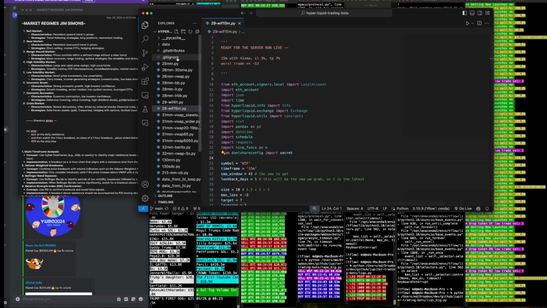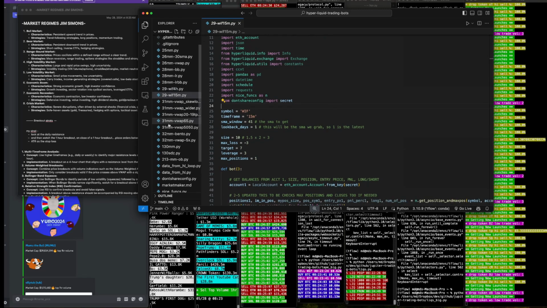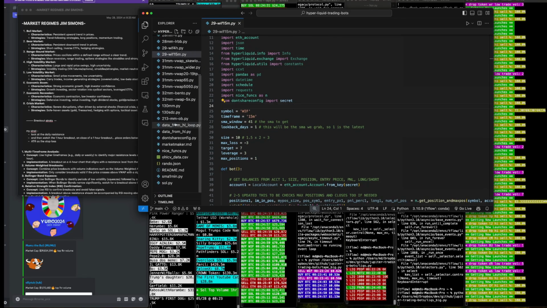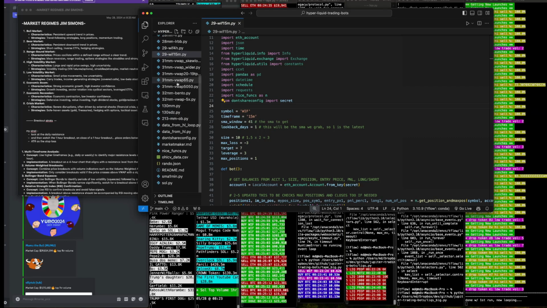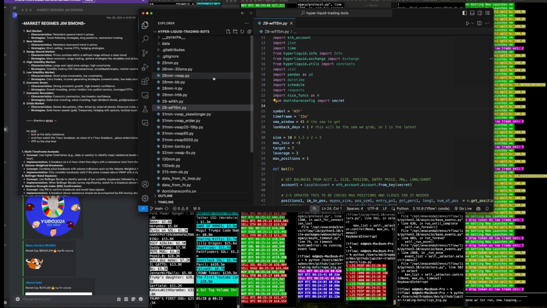So let's go back to the market maker because I'm actually 2.9 looks like it has everything as well. So what are we going to do here? We're going to build a breakout bot. Okay, that's great. I know I have something here that has VWAP. Let's look through some of these files here. We've built something similar here.